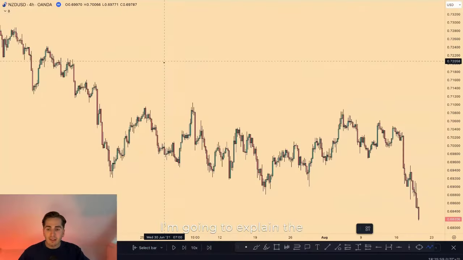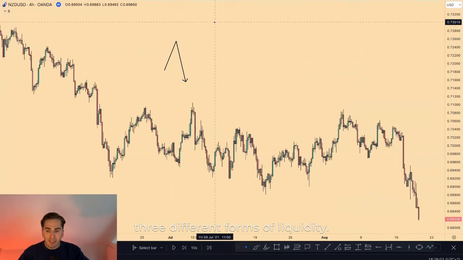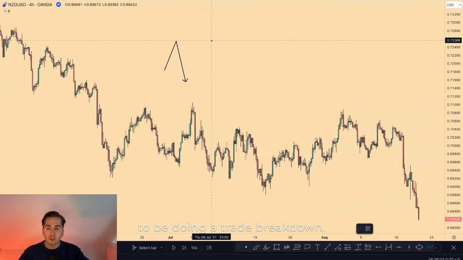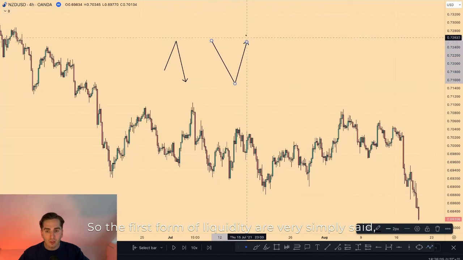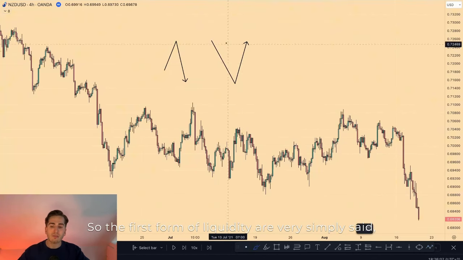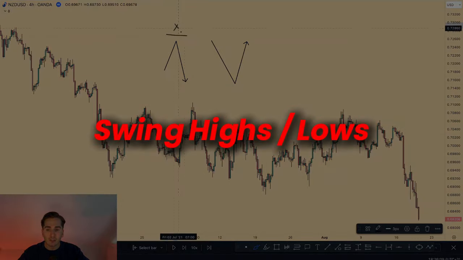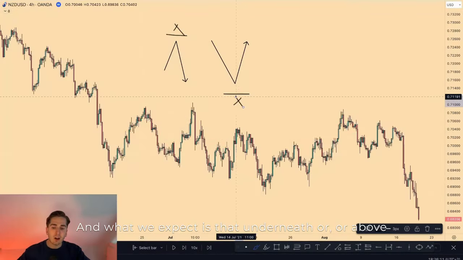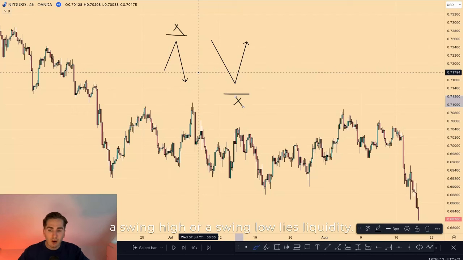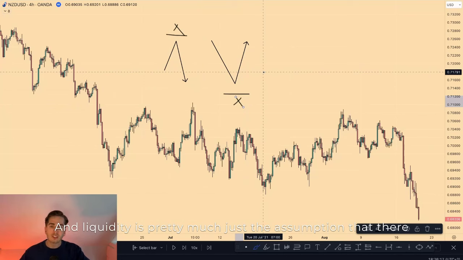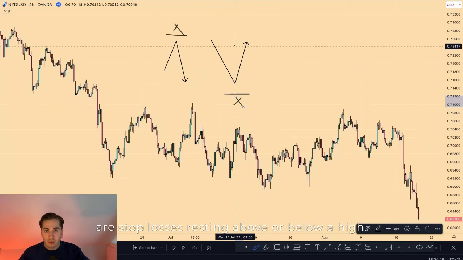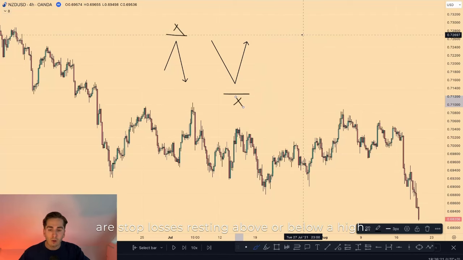I'm going to explain the 3 different forms of liquidity, and after that we're also going to be doing a trade breakdown. So the first form of liquidity are, very simply said, swing highs and swing lows. And what we expect is that underneath or above a swing high or a swing low lies liquidity. And liquidity is pretty much just the assumption that there are stop losses resting above or below a high.